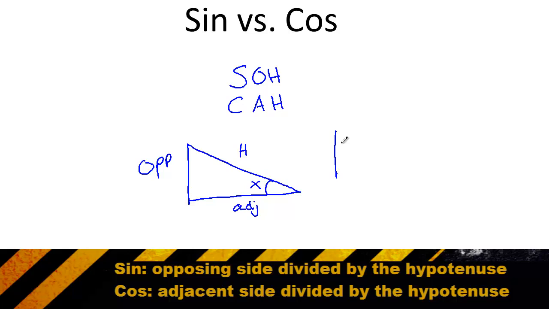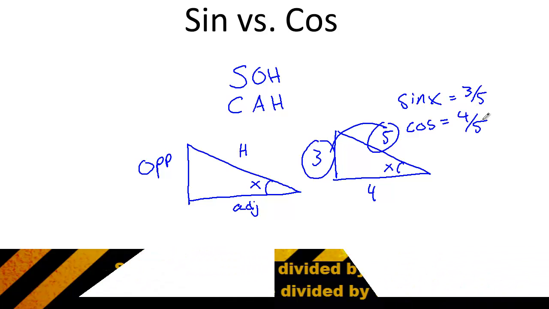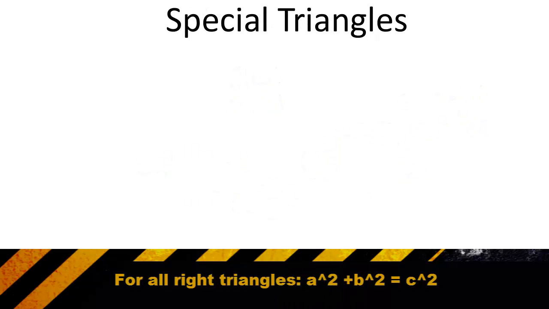So if I had a triangle here, and my sides were 3, 4, and 5, and I had this angle x, the sine of my angle would simply be my opposite side over my hypotenuse, or in this case, the sine of angle x would be equal to 3 over 5. Likewise, the cosine of angle x would simply be equal to my adjacent side, which is 4, over my hypotenuse, which is 5.